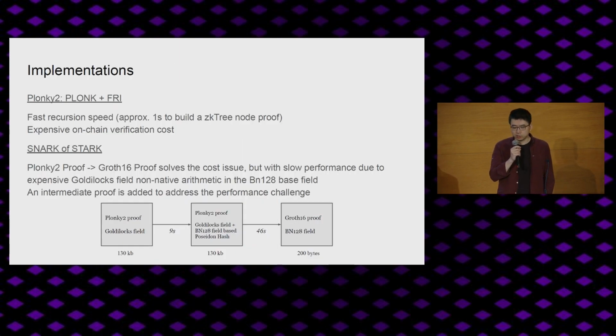We implemented zkTree using Plonky2, which has very fast recursion speed. It takes about 1 second to build a zkTree node proof. But it's very expensive to verify on EVM because it's based on FRI, which has a large proof size. So we added a recursive proof here to recursively prove Plonky2 into a Groth16. So the proof size is reduced from 130 KB to 200 bytes. The recursion takes about 55 seconds.